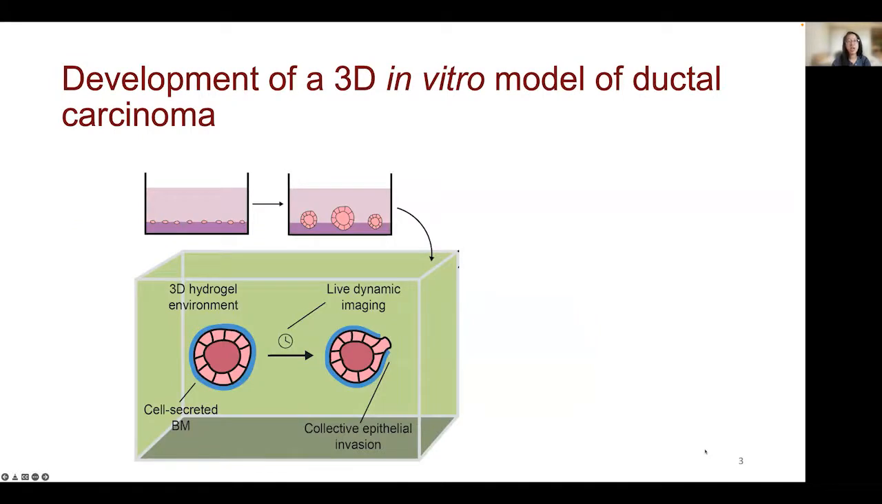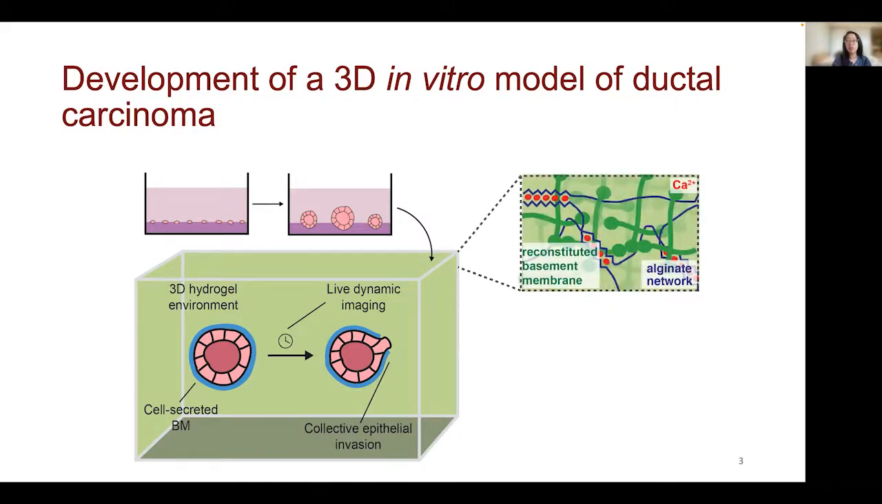So in this project, I developed a 3D in vitro model of ductal carcinoma to model invasion through the basement membrane. So in this 3D hydrogel system, the cell spheroids, also known as acini, secrete their own basement membrane, which is here shown in blue. The basement membrane envelops the entire cell cluster. And by using live confocal imaging, we can observe the collective invasion of these epithelial cells through the basement membrane. The hydrogel system used is a mixture of alginate and reconstituted basement membrane.